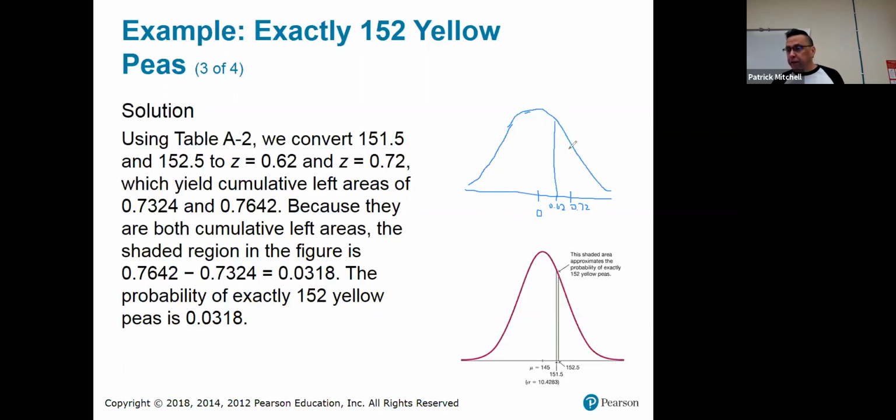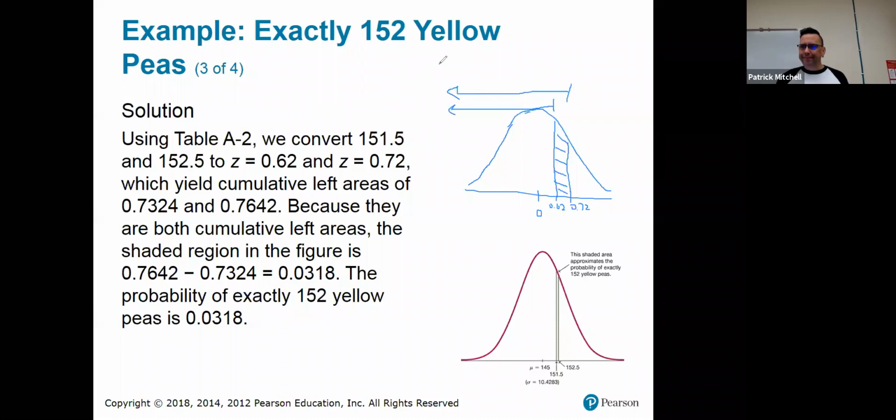And this is the situation we've talked about a few times. You look these two numbers up in the table and then subtract the areas, right? So the area to the left of 0.72 is 0.7642. The area to the left of 0.62, we already knew that was 0.7324. So to find the area between the two z-scores, you just subtract those. So the probability of getting exactly 152 yellow peas would be 0.0318. Okay. So it would be kind of unusual to get that exact outcome.